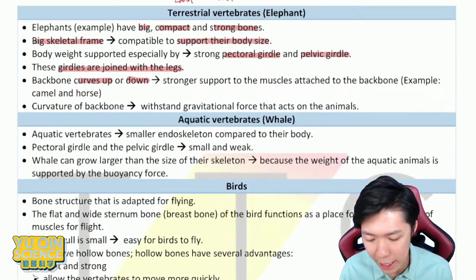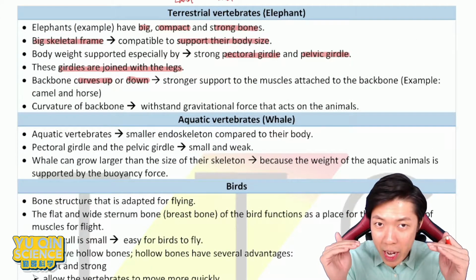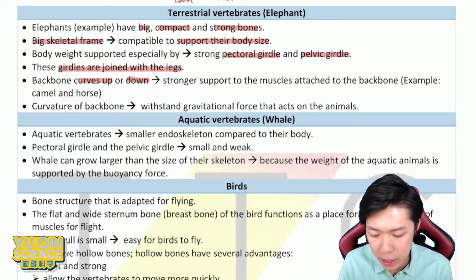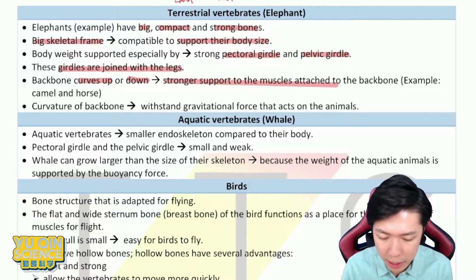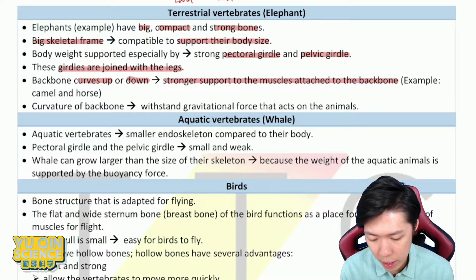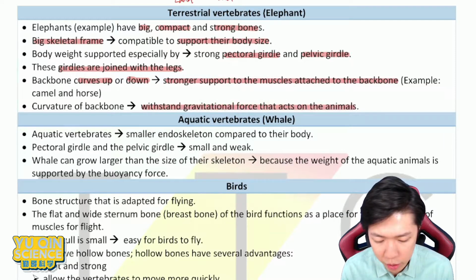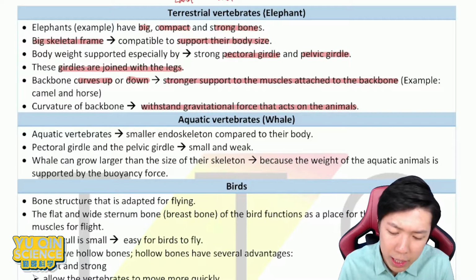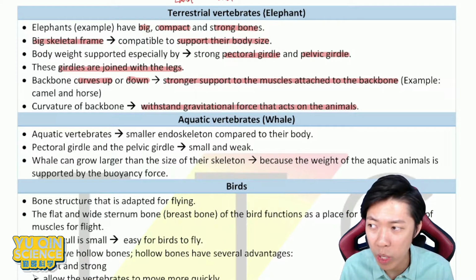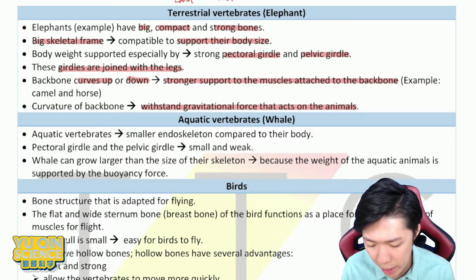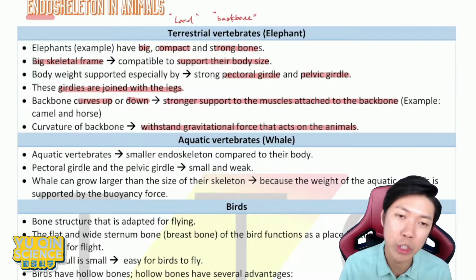Yep. So why are they curved? They are not straight. They are not flat. They are curved either up or they are curved either down. The reason being is because this way it helps to support the muscle that attach to the backbone. It makes them stronger, actually, can withstand gravitational force. Withstand means 大汉可以能够支撑他身体因为地心引力会把他身体拉下来，所以这个脊椎骨呢弯上或者弯下呢，能够给他更多的支撑力量。Okay, so that's the meaning of curvature backbone.